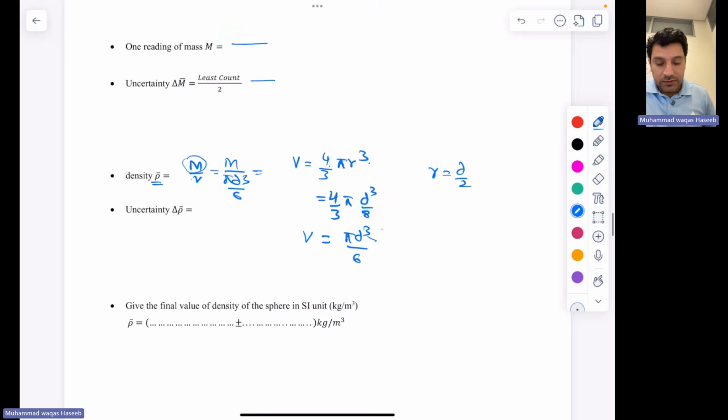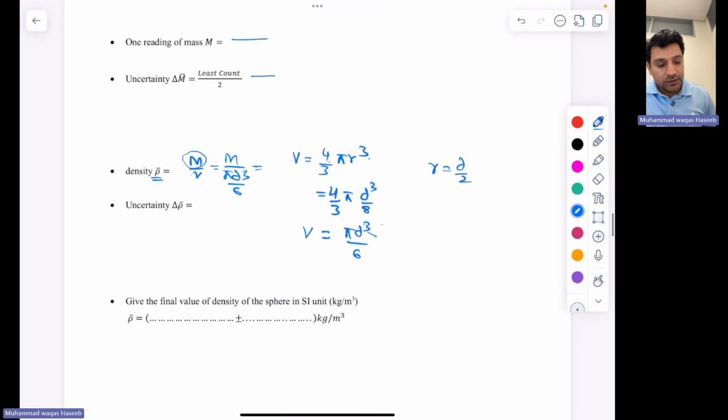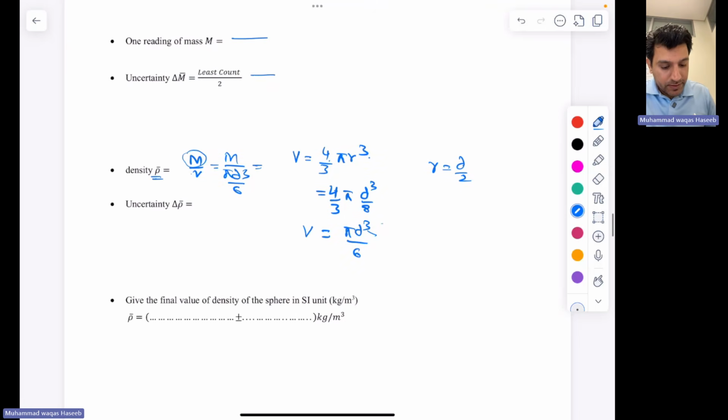Now the case for the uncertainty. Delta rho divided by rho is equal to, if you see, this is mass and this is d cube. So 3 times delta d divided by d plus delta m divided by m.